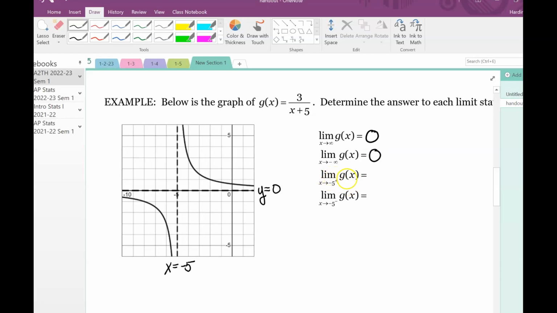Now here, the limit of g of x as x approaches negative 5 from the right side. Okay, here's negative 5, the right side. As I'm coming in from the right side, these y values are getting infinitely large. So the answer to this limit is infinity. The limit of g of x as x approaches negative 5 from the left side. So now we're over here on the left and we're getting closer to the horizontal asymptote. Those y values are getting infinitely small. So the limit here is going to be negative infinity.